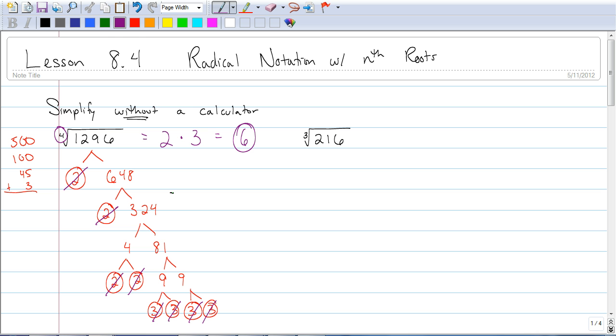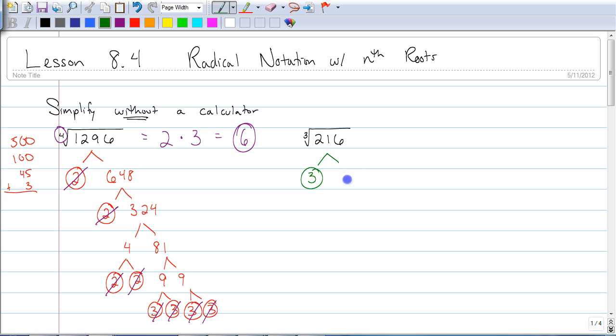Let's try another one. 216. Now I know this is even, so I know that 2 is going to work, but I want to show you other tricks as well. Here's a trick to see if 3 works. If you don't know if 3 goes into 216, just add the digits together. 2 plus 1 is 3, plus 6 is 9. 3 goes into 9 evenly, so that means 3 goes into 216 evenly, and 3 is a prime number.